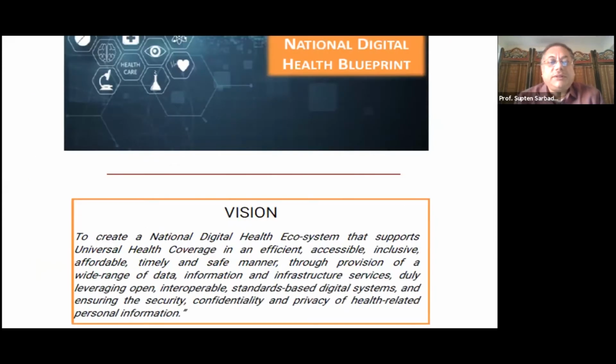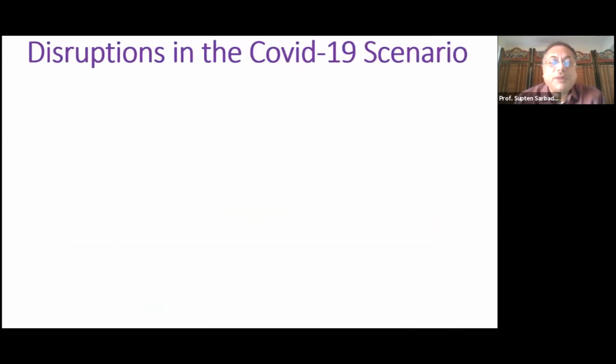Now, this is the National Digital Health Blueprint, which has come up in response to the National Health Policy, where it said we need to have a national digital health ecosystem. And this blueprint is actually quite well defined. I won't go into the details of it, but one of the things mentioned there is the National Digital Health Mission, which will be the administrative arm.